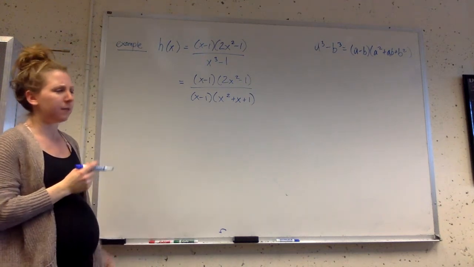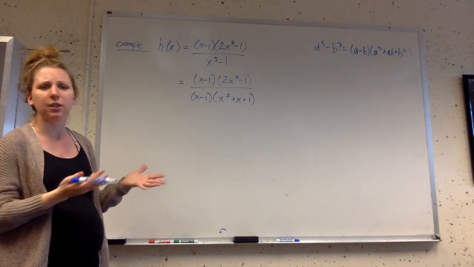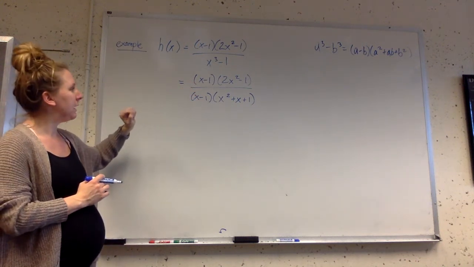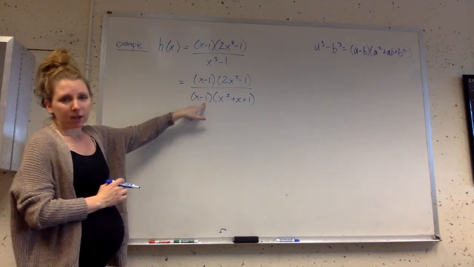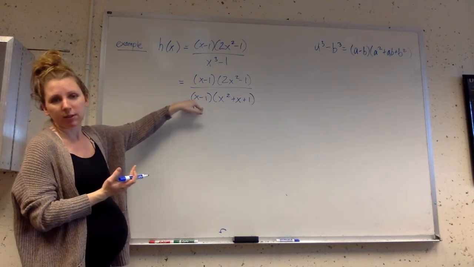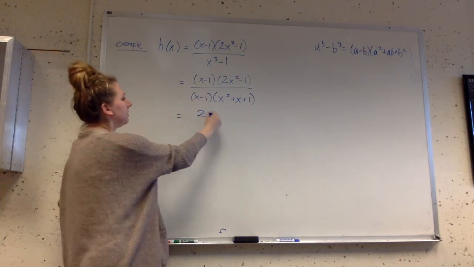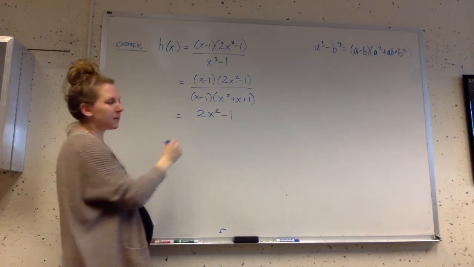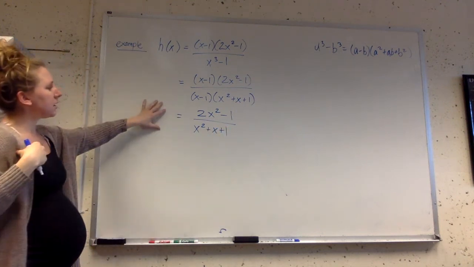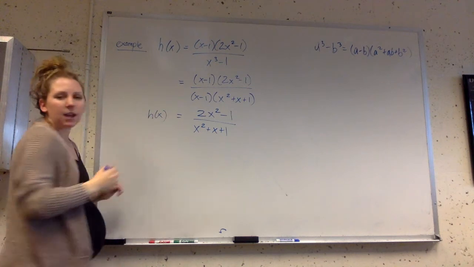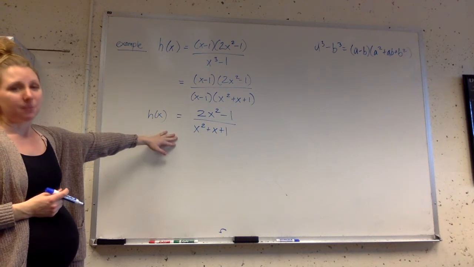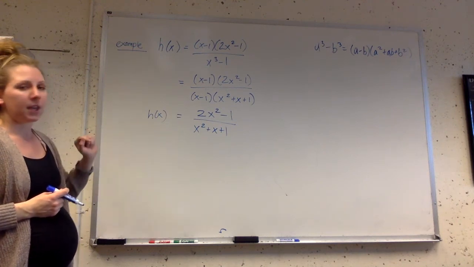Okay, and so hopefully you've seen that before. It's just factoring a difference of cubes. There's a very similar formula for factoring the sum of cubes. Okay, but now we see that we have a common term in the numerator and denominator. x minus 1 over x minus 1 is 1. So we can simplify this to be 2x squared minus 1 over x squared plus x plus 1. And so this is still our h of x function, and our task is to find h prime, but we still have to use the quotient rule, but it's much simpler now. Okay, so be on the lookout for simplification.